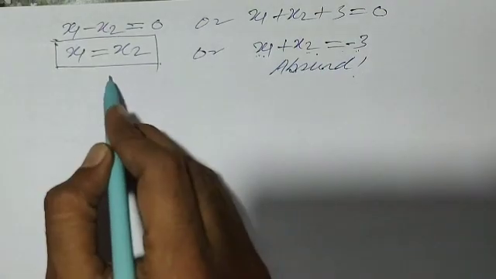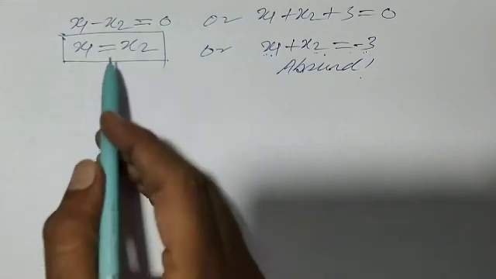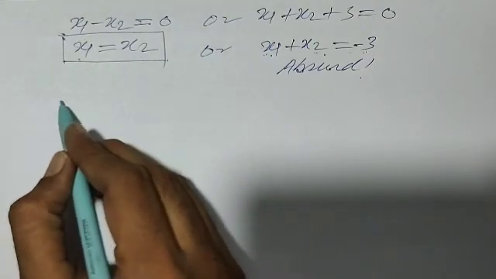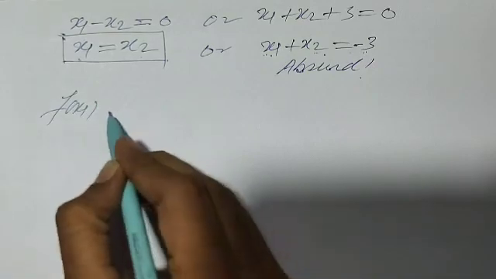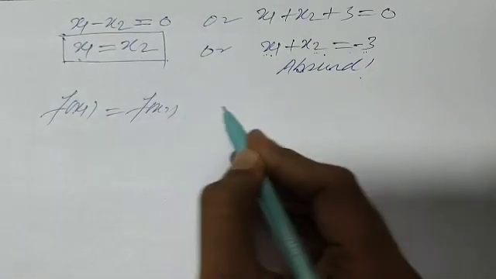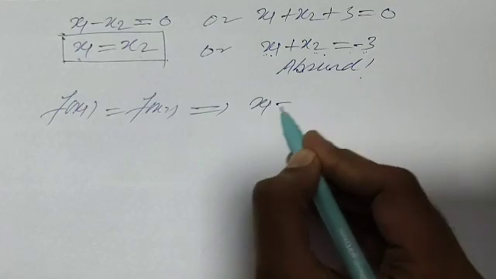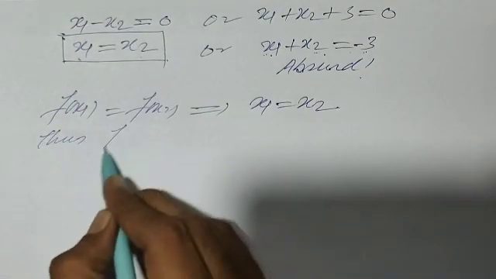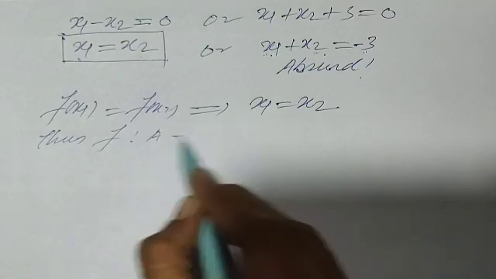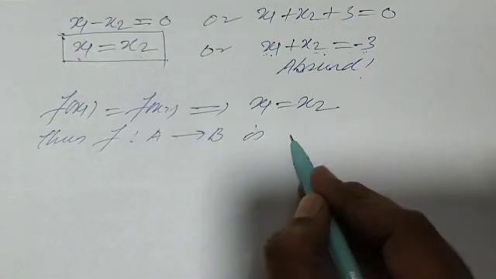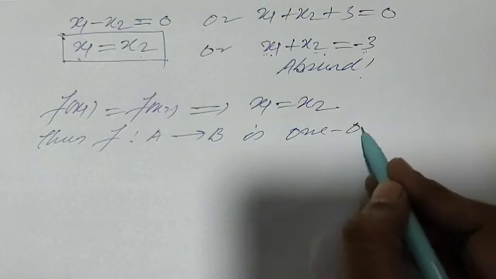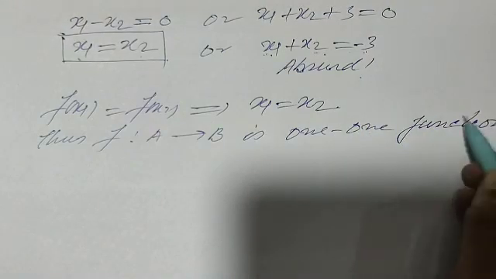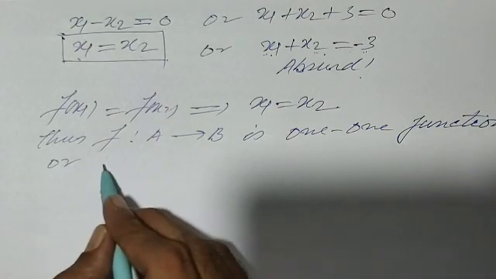and we have only one valid possibility, x1 is equal to x2. So we conclude that f(x1) is equal to f(x2) implies that x1 is equal to x2. Thus, f from A to B is a one-one function, or injective function.